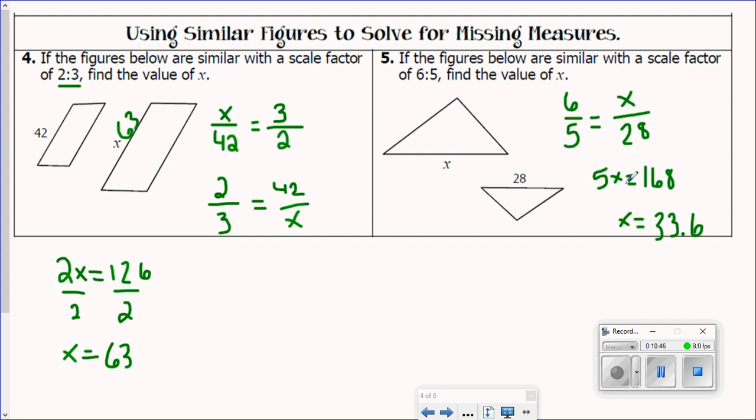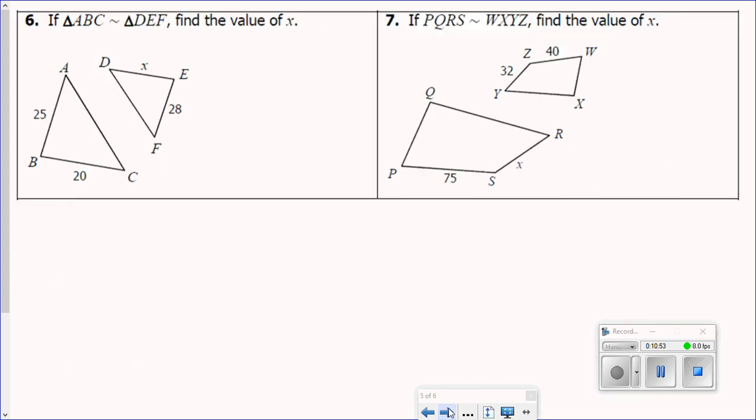So setting up your proportion, you should end up with the answer x is equal to 33.6. Alright, let's look at these. Again, we're trying to find x. We're going to use our similarity statement to set up our proportion. And we've actually already done this one. So I want you to go ahead and try question 7. Set up your proportion using the similarity statement and solve for x.